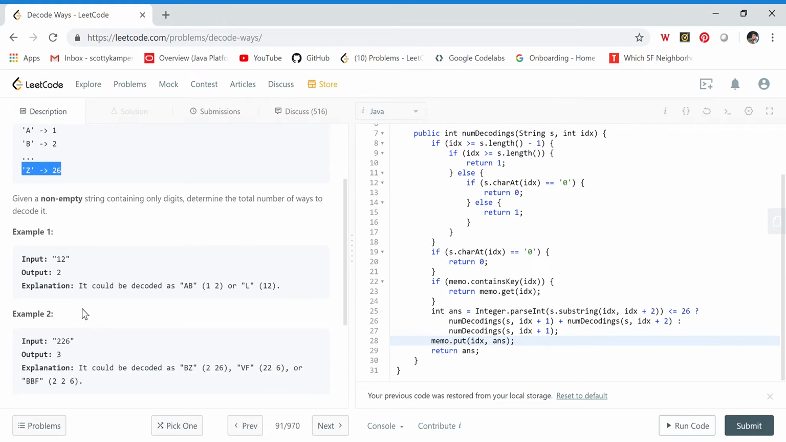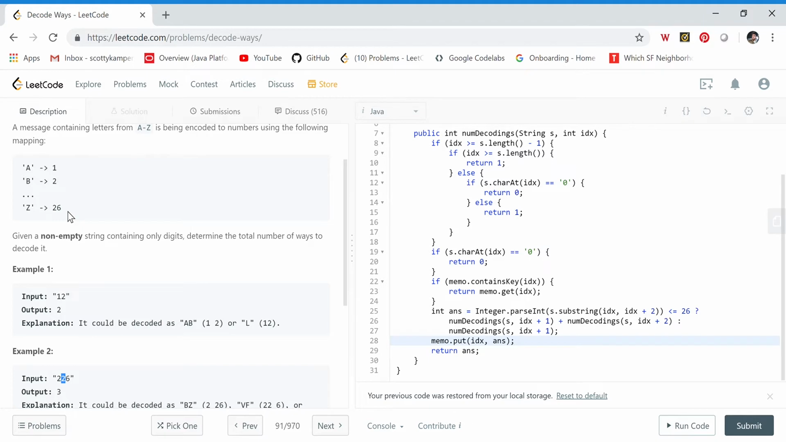So let's say like the numbers were 3 and 4. Let's say the first digit's a 3, the second's a 4. Well, in that case, we could only decode the 3 because we couldn't do 34 because there isn't a 34 here. Okay, so that's the decision we have to make. At each index, we look at that index and the next number. And if that is less than or equal to 26, then we have two ways that we could decode it. We could take that first number and then decode the rest of the string, or we could take the next two numbers and then decode the string after that.